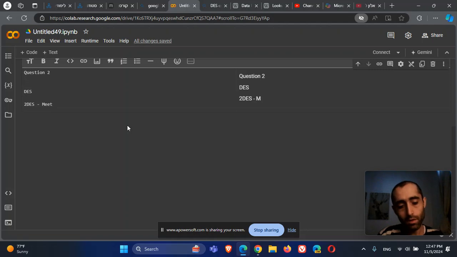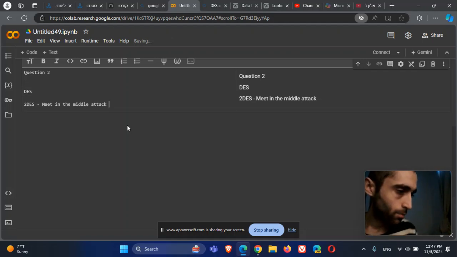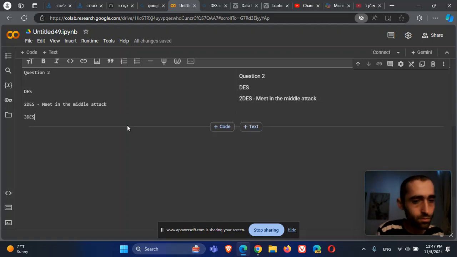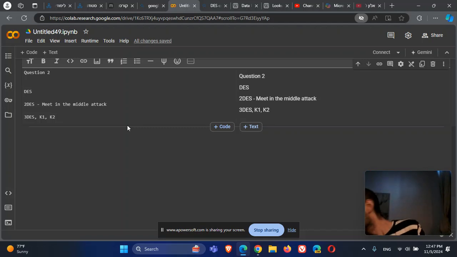The reason is meet in the middle, right? The meet in the middle attack works by going from the two directions, and therefore we are not really that better with two DES compared to DES, only by a factor of multiplication of two, which is not very strong. So three DES, when we are using two keys, key one and key two, is stronger than one DES, and it's considered secure compared to one DES or two DES. Three DES is considered secure for today.